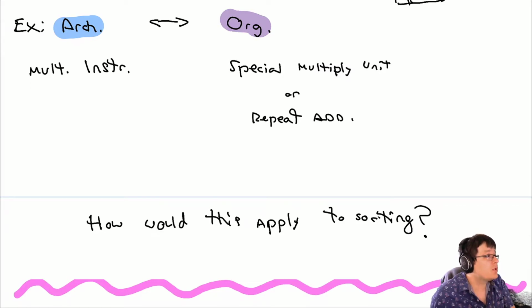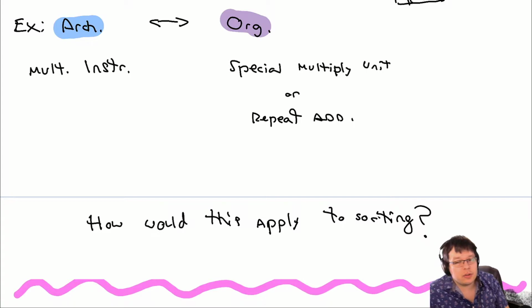So architecture would be like the pseudocode you're reading and the algorithm you make, and organization would be the actual code. Not quite. You're thinking a little bit too hard with the architecture side. The architecture side would just be, well, actually, I don't want to say it yet. I want to see if anybody else wants to try.